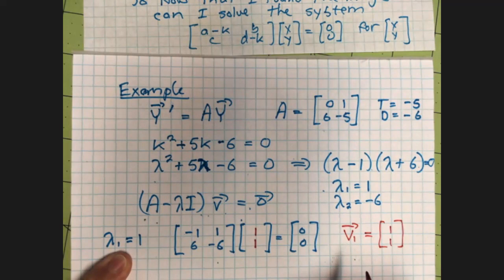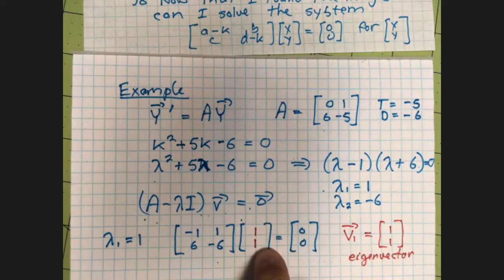I should stop saying magic. 1, 1 is the eigenvector associated with this eigenvalue. Notice that eigenvectors are not unique. I could have used 6, 6, I could have used 2, 2, I could have used pi, pi, I could have used 1 7th, or root 2, root 2.